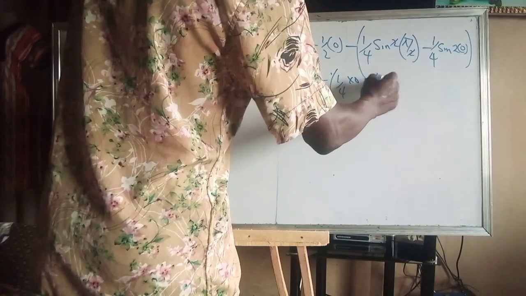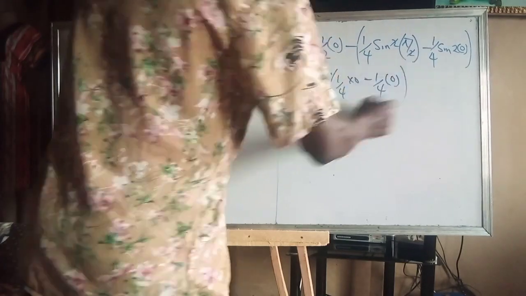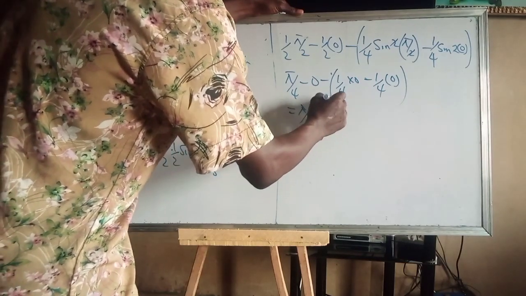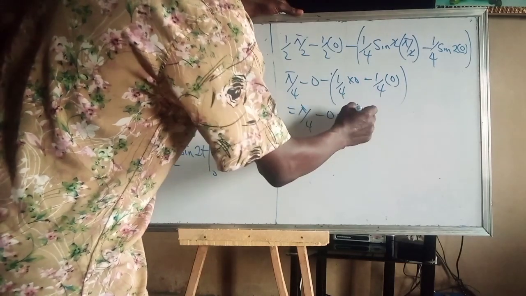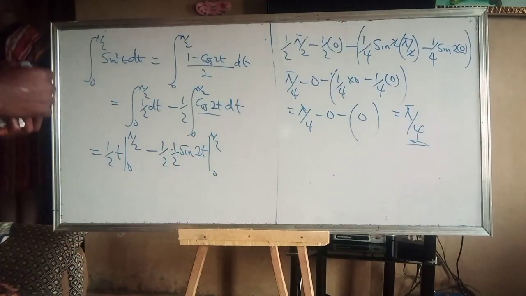Minus 1 over 4. Beautiful. Sine 0. So that will be what? Pi over 4 minus 0, then minus 0. Everything there, so the answer will be what? Pi over 4. So we have gotten a to be pi all over 4.